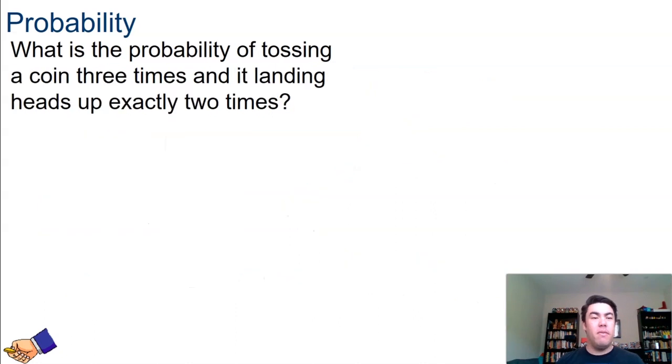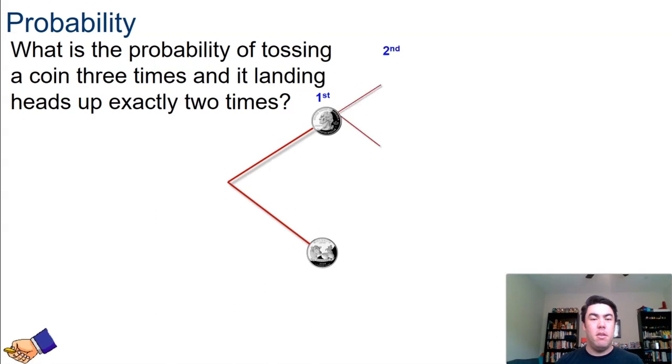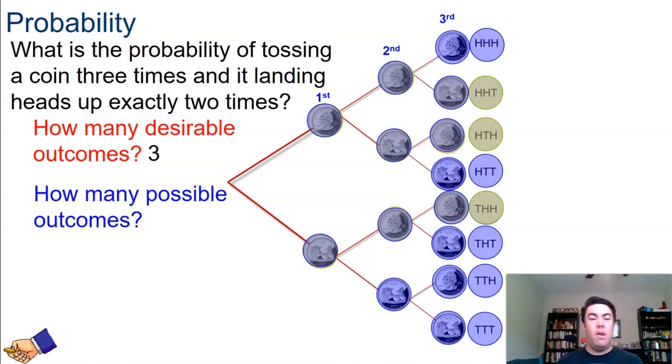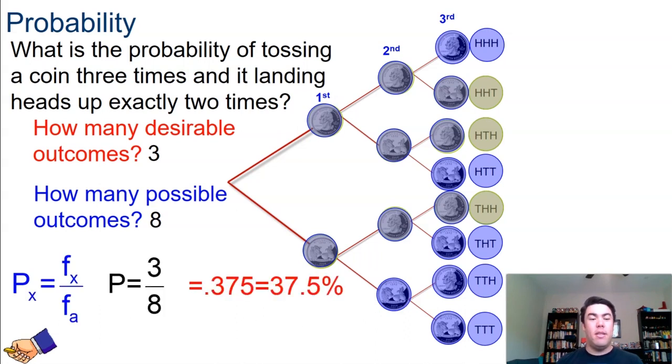Next, what is the probability of tossing a coin 3 times and it landing heads up exactly 2 times? So here's our tree. How many desirable outcomes do we have? So we have heads, heads, tails, heads, tails, heads, tails, heads, heads. So there are 3 desirable outcomes. And there are 8 possible outcomes. So the probability of landing heads exactly 2 times is 3/8 or 0.375 or 37.5%.